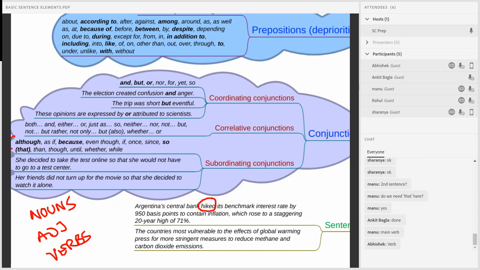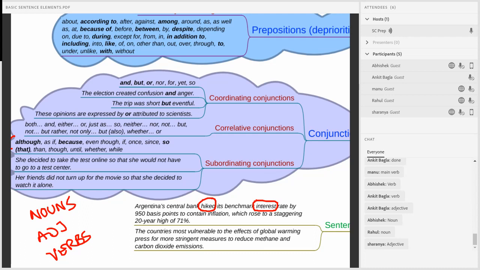I've got a couple of answers over here. Manu is saying it's a main verb. Abhishek is saying it's a verb. Absolutely correct. Now, your next word is "interest." I'm seeing two different answers over here. Sharanya is also going for adjective. I think all of you are right, but in this case, I think it's better to say that it's acting as an adjective.